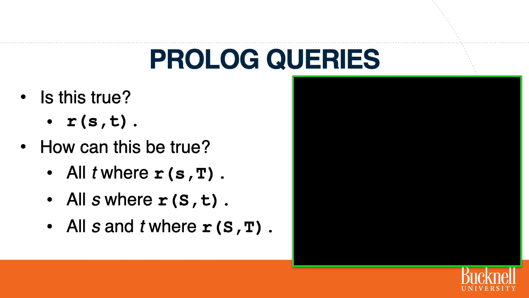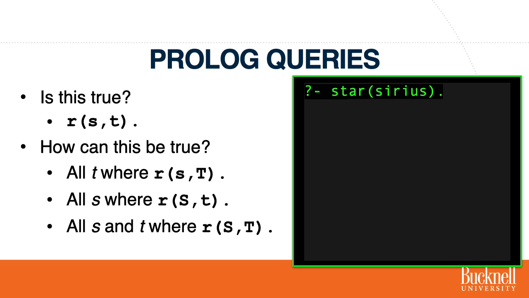So now that we know how to describe relationships and facts in Prolog, how do we ask Prolog questions about these facts and relationships? In Prolog, there are 4 different types of queries. Broadly, is this true, and how can this be true? So the first type of query is you make a statement, you assert a fact to the Prolog interpreter, and Prolog then tells you if it's true or false. For example, is Sirius a star? True. Is the moon a star? False.